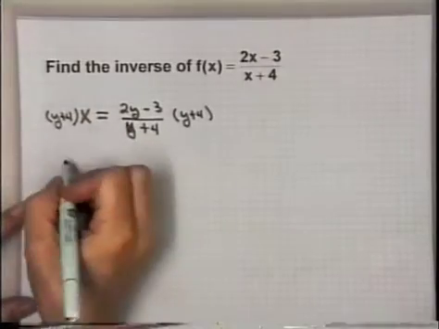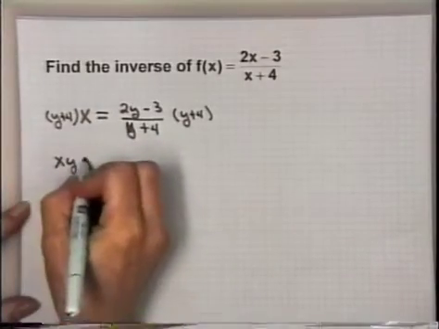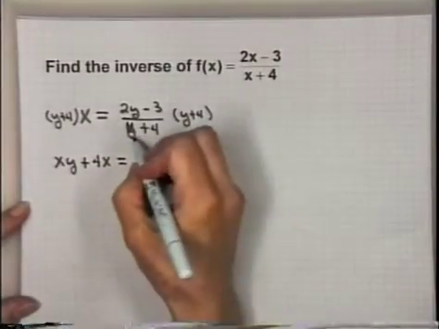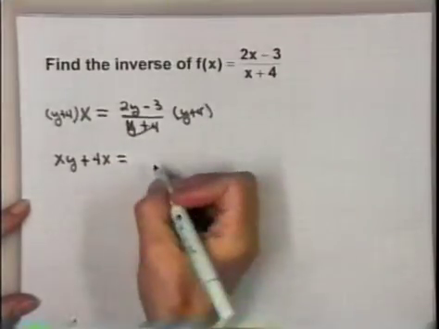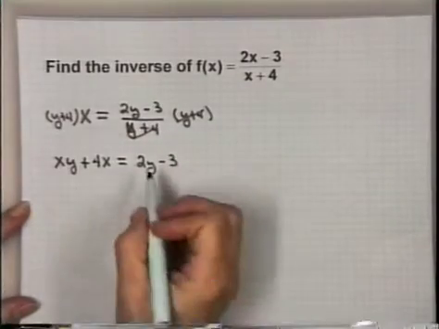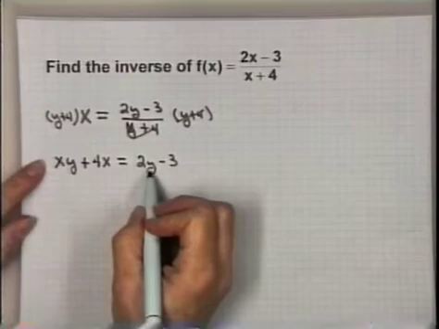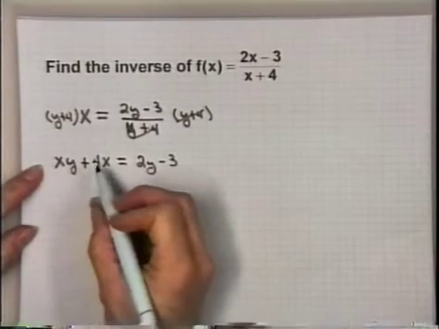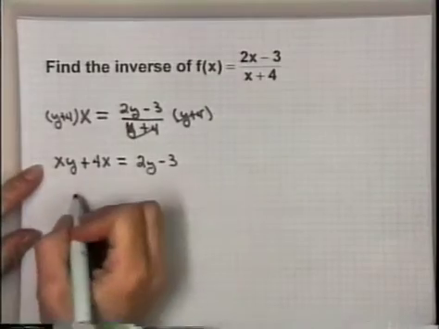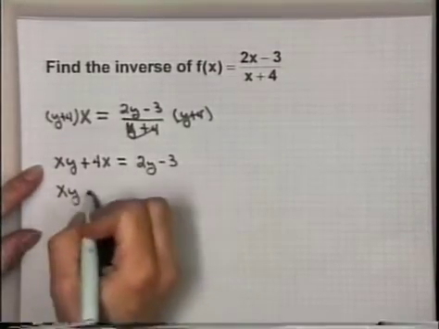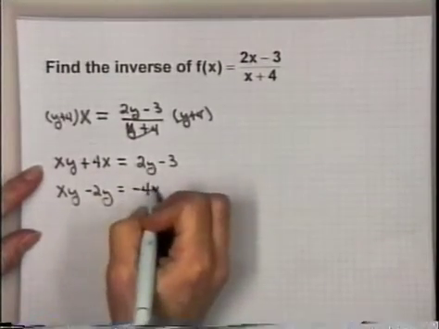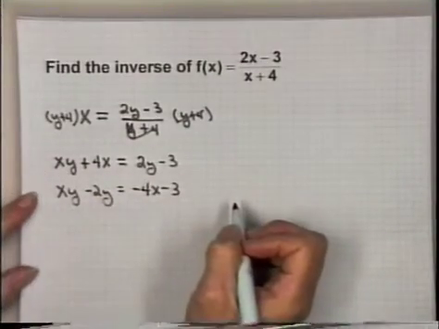So distributing here, I have xy plus 4x. And of course over here, my y plus 4 cancels, leaving me 2y minus 3. Since I have y on both sides of this equation, I'm going to bring the y's over here and take this term, since it does not contain y, over here. So I will have xy subtract 2y. I'll subtract that 4x over here, minus 3.